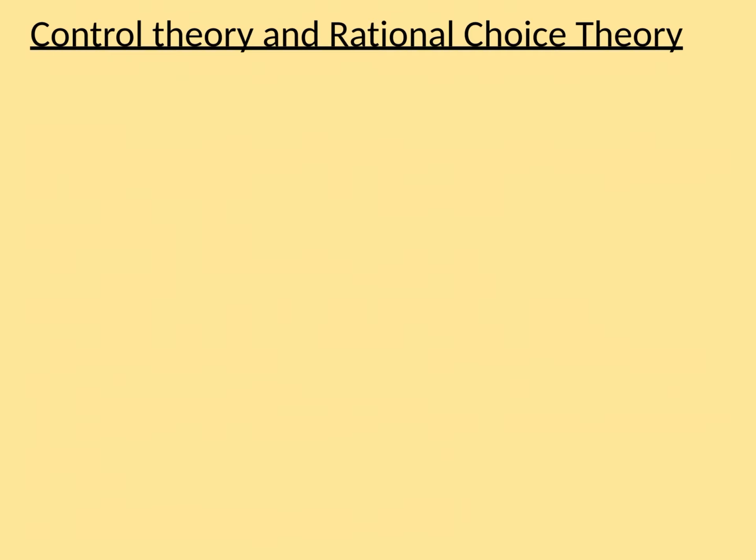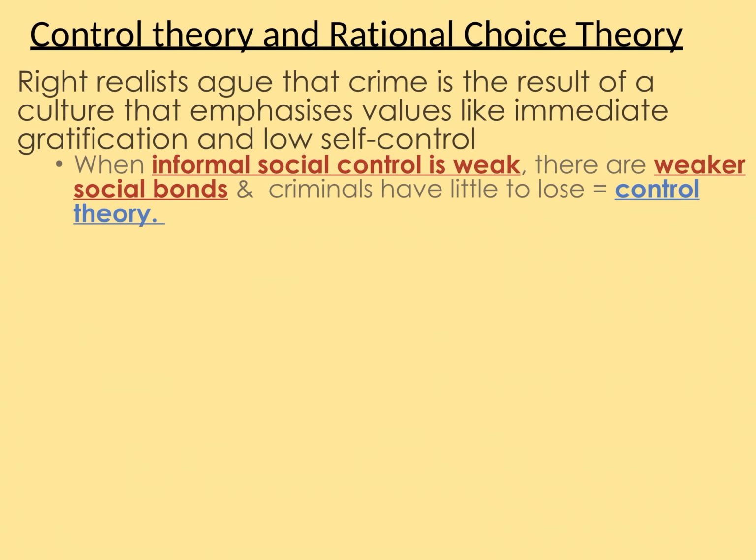So the final cause of crime, according to the right realists, is this idea of rational choice, which I'm going to talk to you about in a bit more detail now. So rational choice theory emerged from something known as control theory. So right realists argue that crime is the result of a culture that emphasizes values like immediate gratification and low self-control. So you can see elements of Charles Murray's ideas there.